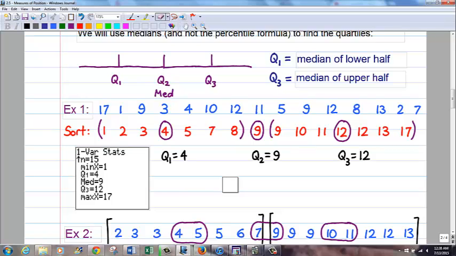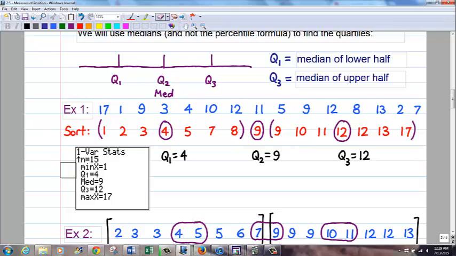My parentheses are basically grouping off the first half of the numbers and the second half of the numbers. So we go to the first half of the numbers. There's 7 of them. So once again, that's going to be odd, so you will find one number in the middle. That's your Q1, which is 4, the middle number. And then on the upper side, you have 7 numbers. The middle number is the first 12. So that's your Q3.